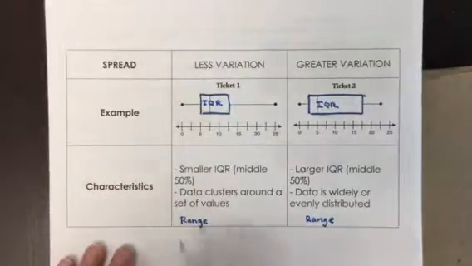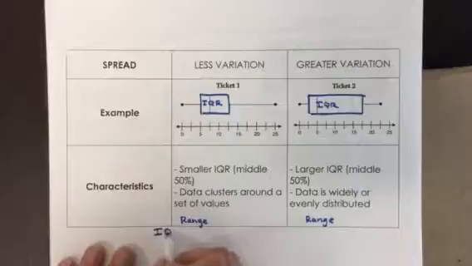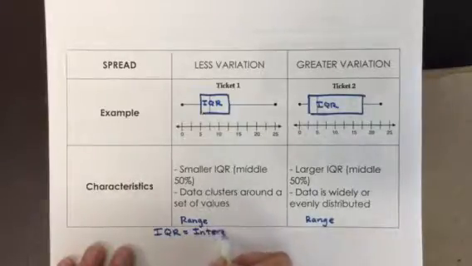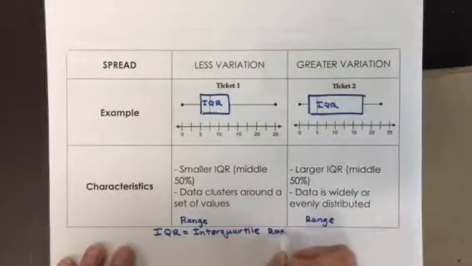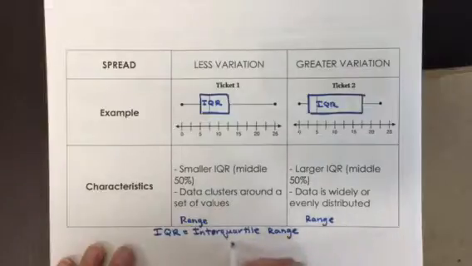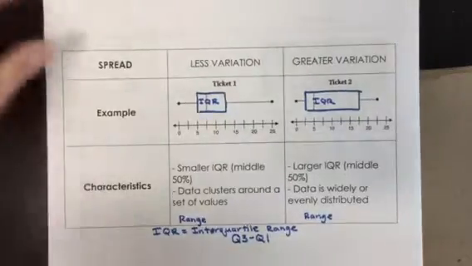IQR may be a new term for you. IQR means the interquartile range. The way you calculate that is by taking Q3, our upper quartile, and subtracting Q1, our lower quartile.